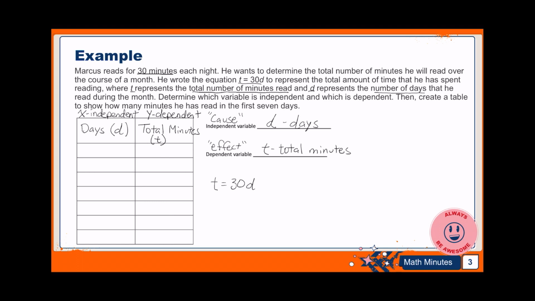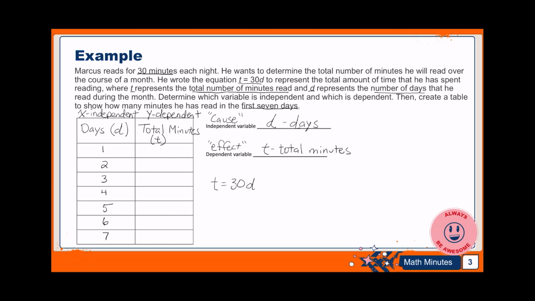Now it says in the problem that we need to create a table for how many minutes he has read in the first 7 days. Well, that means that we're given the number of boxes for, if we count them, 1 through 7. First 7 days reading. So 1, 2, 3, and so on until we get to 7. Now this table just represents data points for Marcus's situation, right? If we substitute the number of days into our equation, it'll tell us how many total minutes he's read.